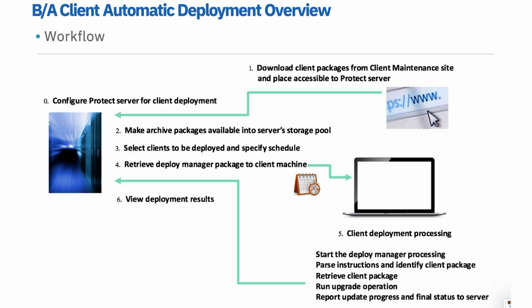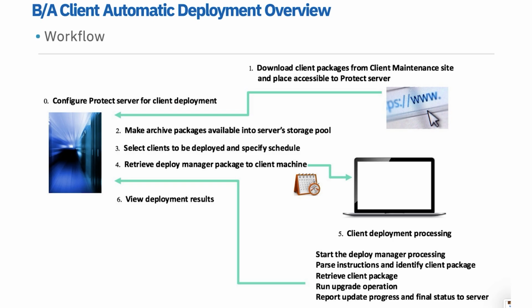After that, from the Operations Center, select the clients which are to be deployed and define the schedules for the client deployment. Coming to the fourth step, when the schedule is created, the packages are copied to the Storage Protect system. In step 5, we can see the client deployment process starts, identifies the packages and runs the upgrade operation at the scheduled time which we defined. After this, the upgrade status is reported to the hub server. We can also check the status from the Operations Center itself.